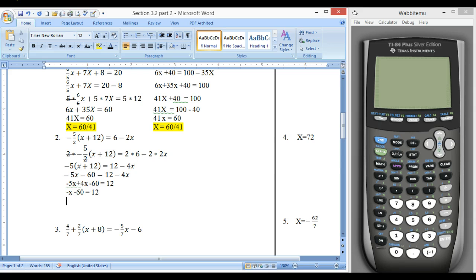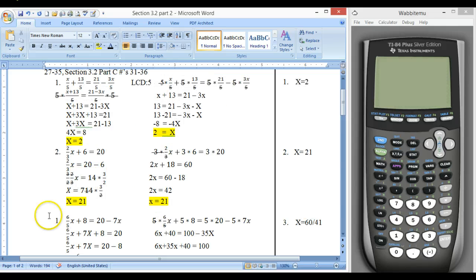The next step, I need to take that 60 over now, so it becomes a positive 60. So I have negative x equals 12 plus 60. 12 plus 60, negative x equals positive 72. But I'm not done. I need to get rid of that negative sign on the x. So I need to divide both sides by a negative 1. Negative 1 divided by negative 1 gives me a positive x, and positive 72 divided by that negative 1 gives me negative 72.